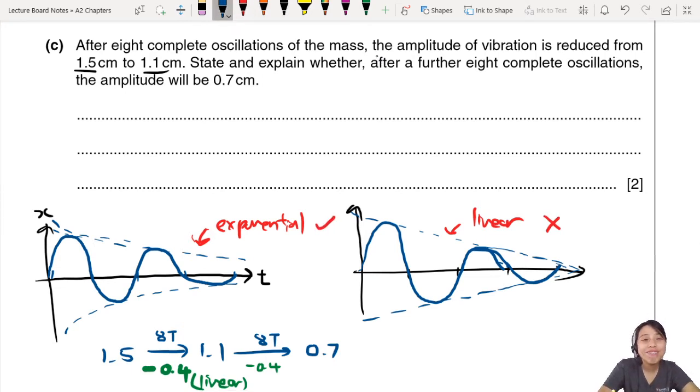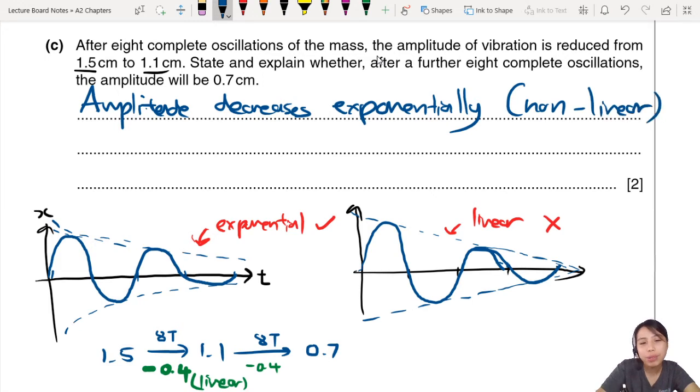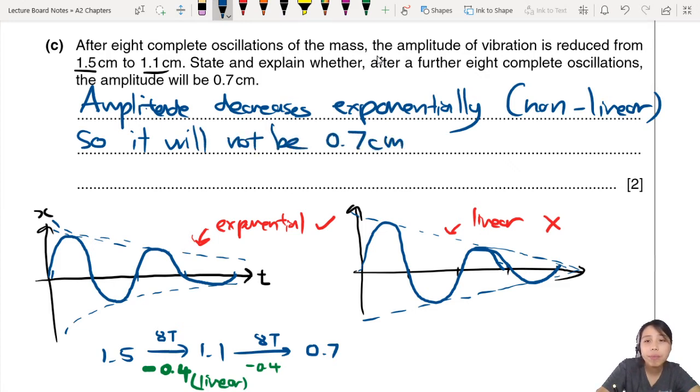So how do we explain that? So we can say, amplitude decreases exponentially. That's more correct. That's the word you want to use. Exponentially. Or non-linear lah. Okay lah, non-linear. Which they propose is negative 0.4 each time you decrease. No. That's linear. Non-linear. So it will not be 0.7 cm. Sure. After 8 oscillations lah.